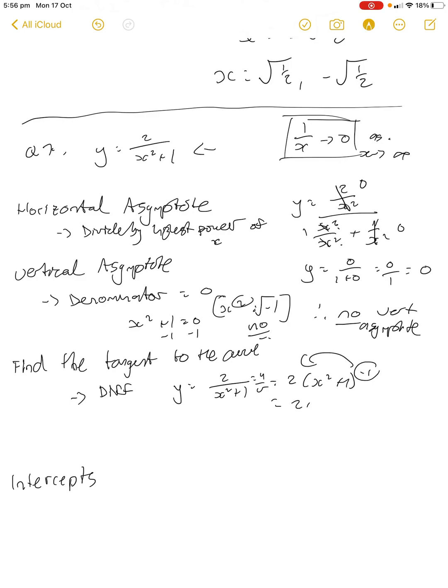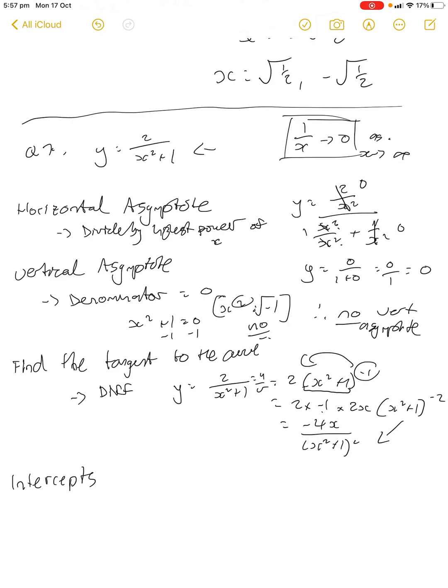So we're going to move the negative 1 out the front, multiply by the derivative of the bracket, keep the bracket the same, subtract 1 from the power. So we're left with 2 times negative 1, negative 2 times 2x. So we have negative 4x over x squared plus 1 squared, going from here to there using our negative index laws.